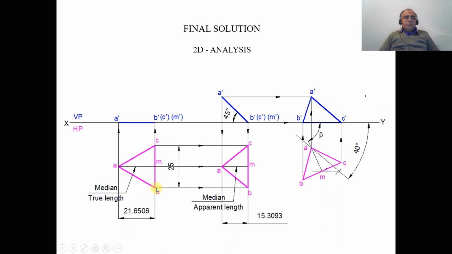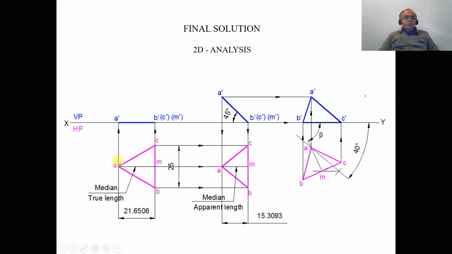Then by using the compass, you measure the distance of 25 mm. With B as center, draw an arc on this side, and with C as center, cut on the previously drawn arc. We're going to get this point A. Then join A to B with a dark line, B to C with a dark line, and C to A with a dark line. Then you take the midpoint of BC, which is going to be M, and you mark it as M, and join A and M with a thin line.